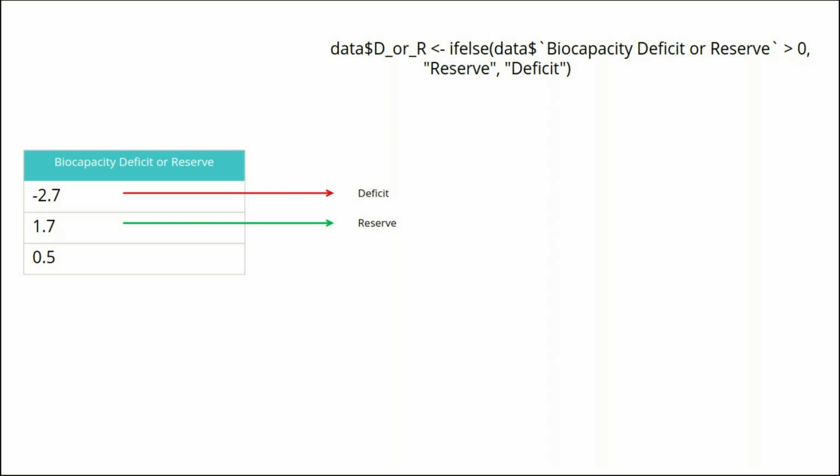So in the first row, you can see that minus 2.7 means it is less than 0. That means it will convert into a deficit. Likewise, in the next row, 1.7 is greater than 0. That means it converts into a reserve. Likewise, it will work, and you get a factor column.